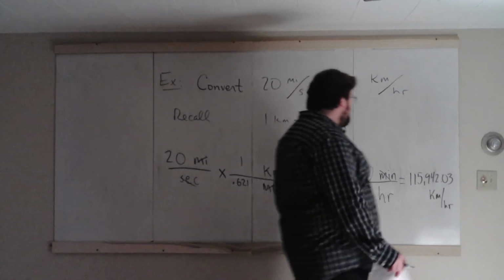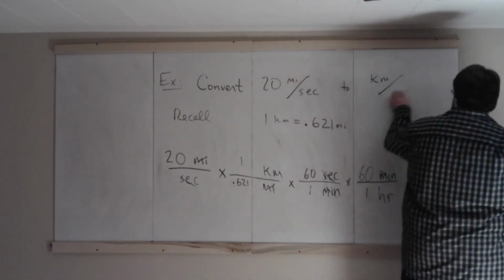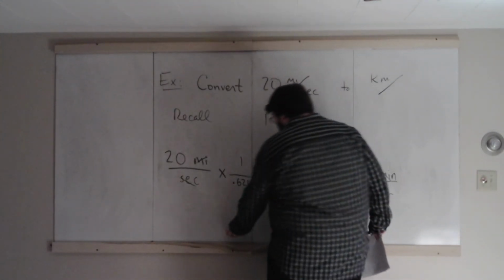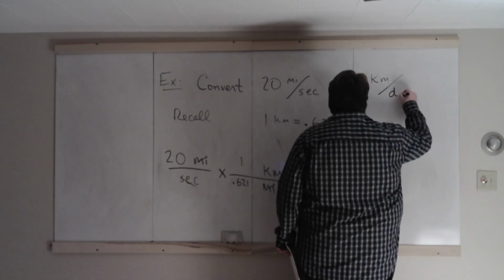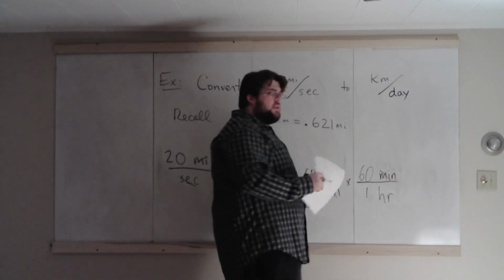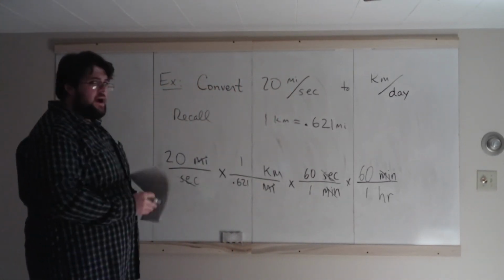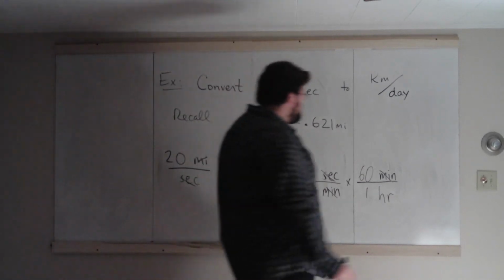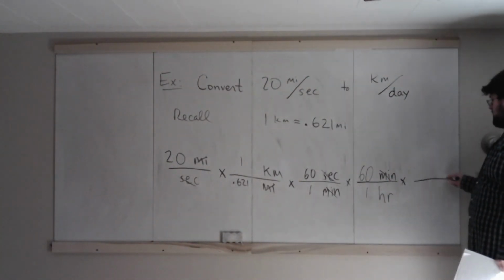What if I asked a different question here? Let's just do one other one. And let's keep the work we had here. What if instead we used a different unit? Kilometers per day. No, let's do kilometers per day. How many hours are there in a day? Right now we have hours in the denominator.